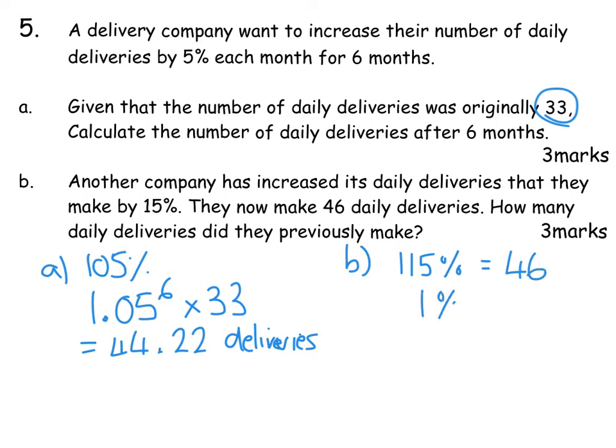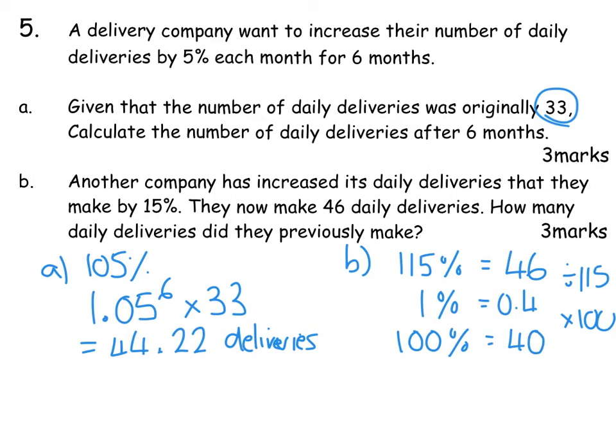Our goal is to work out 1% and then 100%. So it's your kind of ratio one. So we're going to divide that by 115 and then we're going to times our answer by 100. So 46 divided by 115 is 0.4. Times that by 100 is 40.